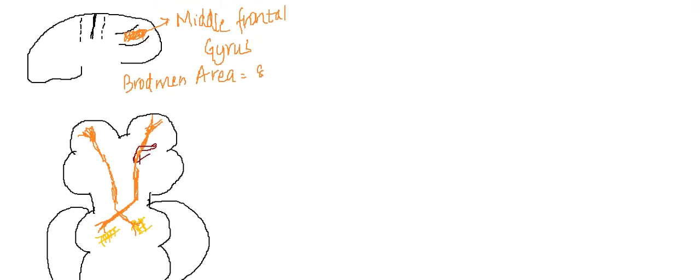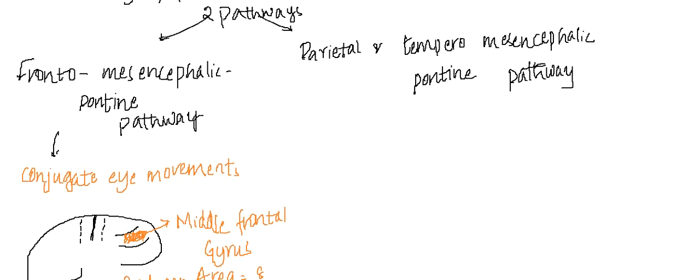It helps in conjugate eye movements. Next, the other pathway is the parieto-temporo-mesencephalic pontine pathway. What is the use of this pathway? This pathway is for pursuit eye movements.